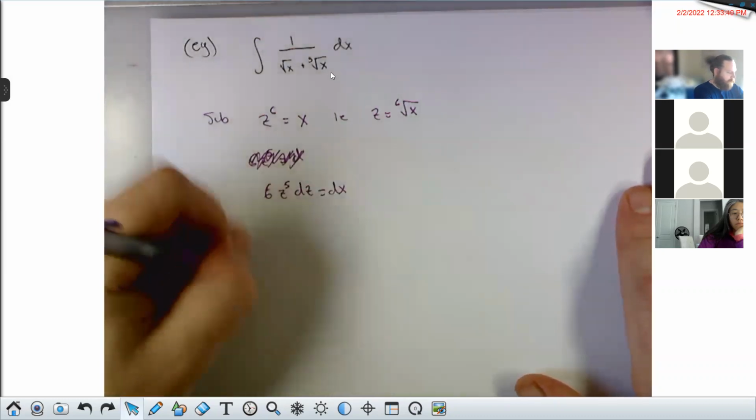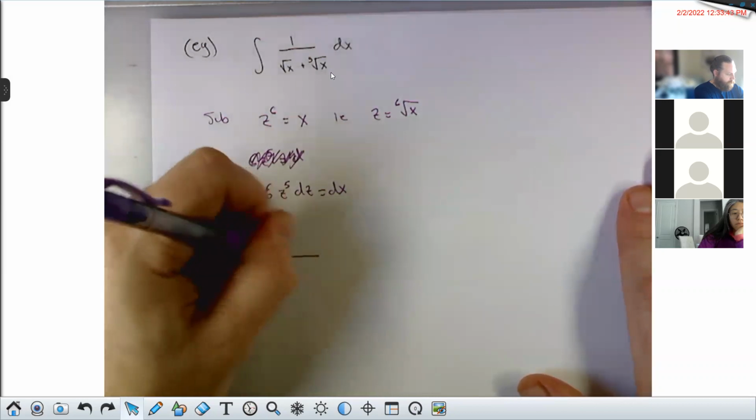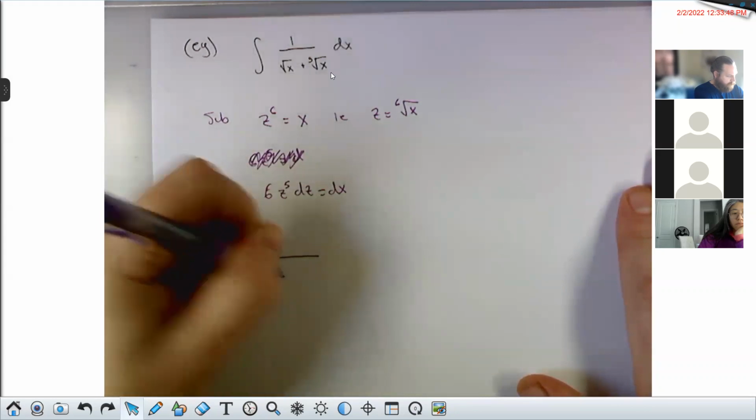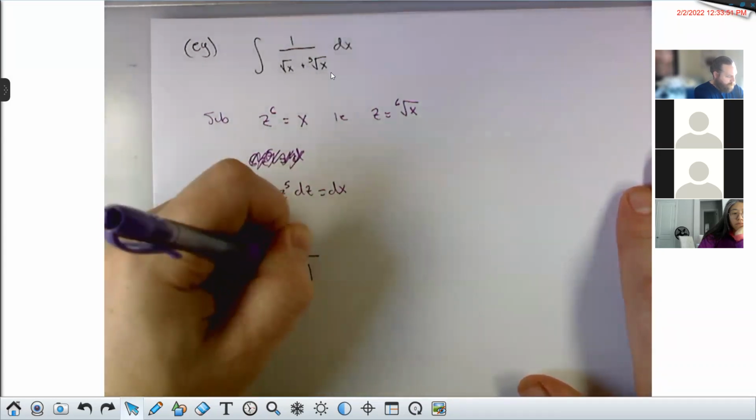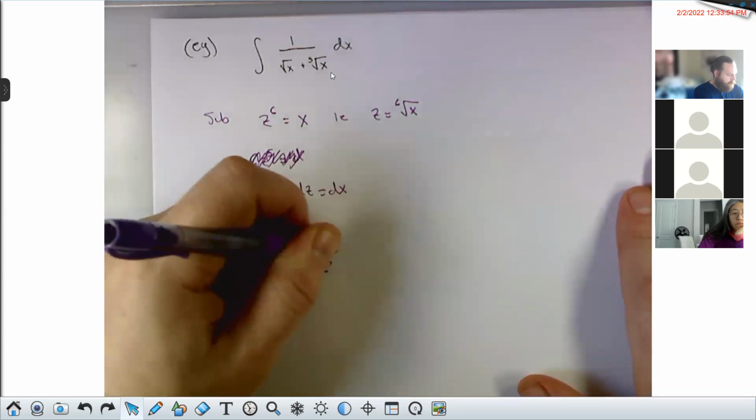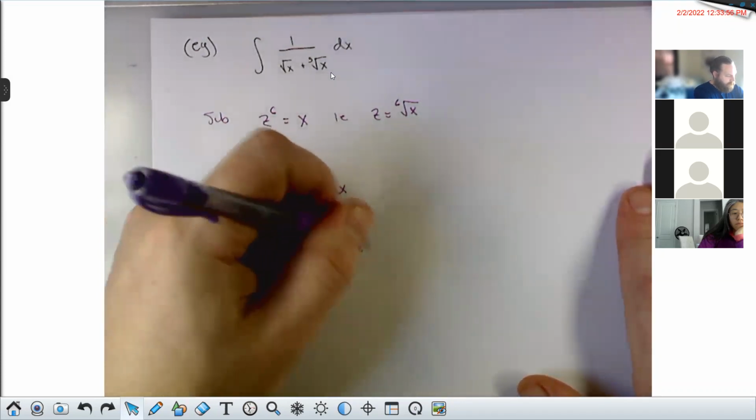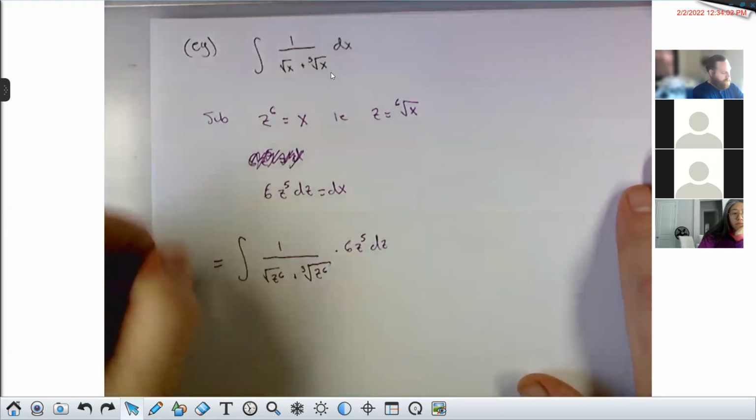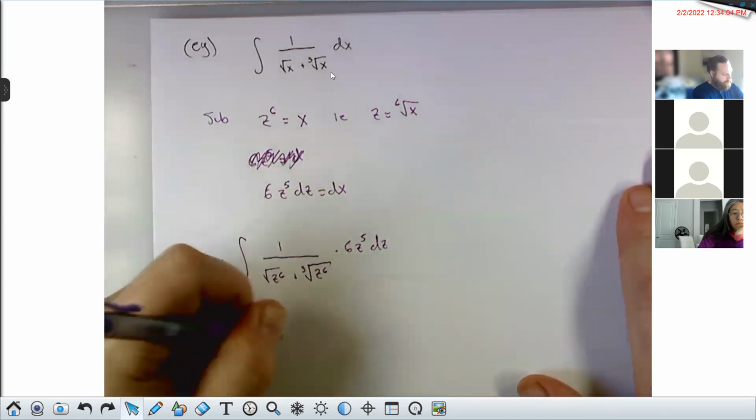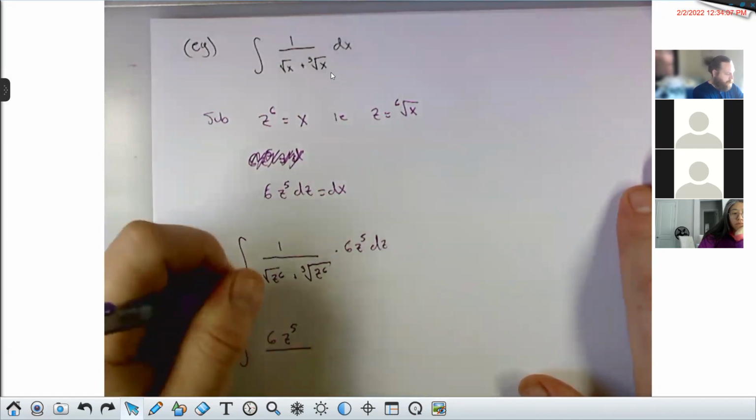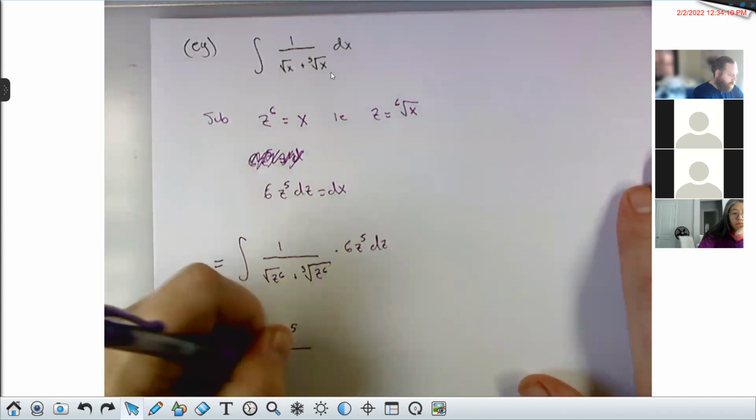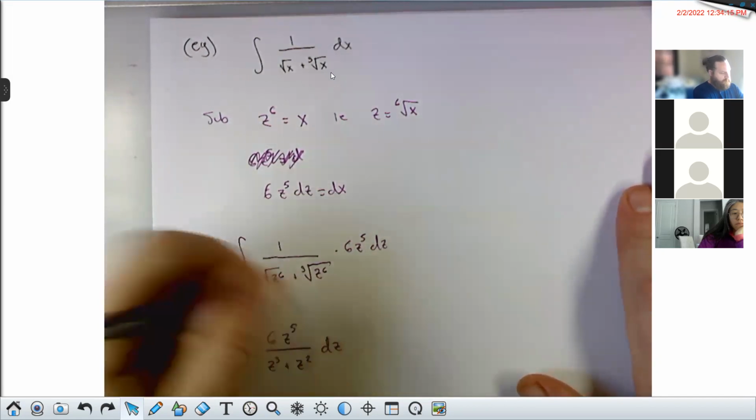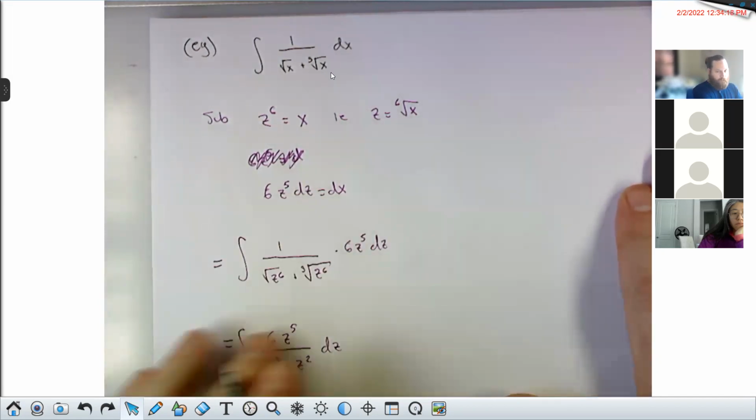When you do this, what you get is the integral of 1 over the square root of z to the 6 plus the cube root of z to the 6, times 6z to the 5 dz, which is the integral of 6z to the 5 divided by the square root of z to the 6, which is z cubed, plus the cube root of z to the 6, which is z squared, dz. And that is now a rational function.